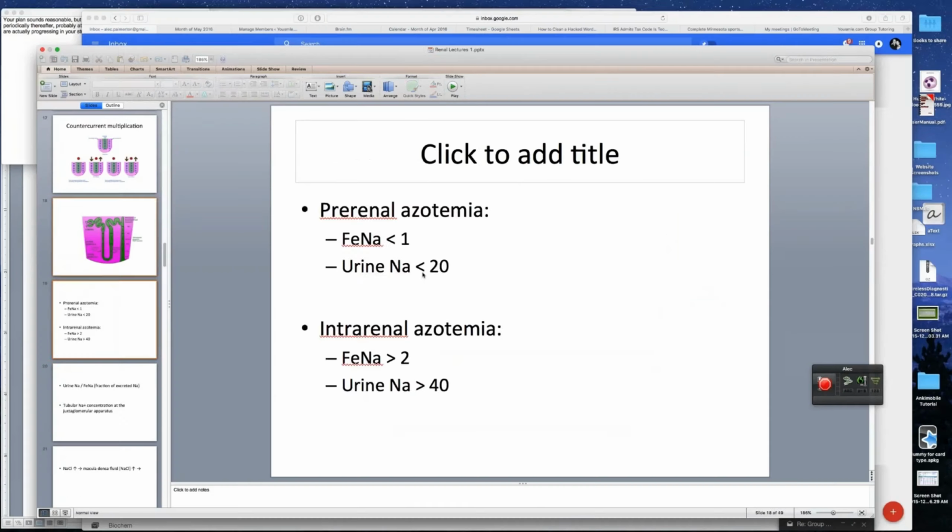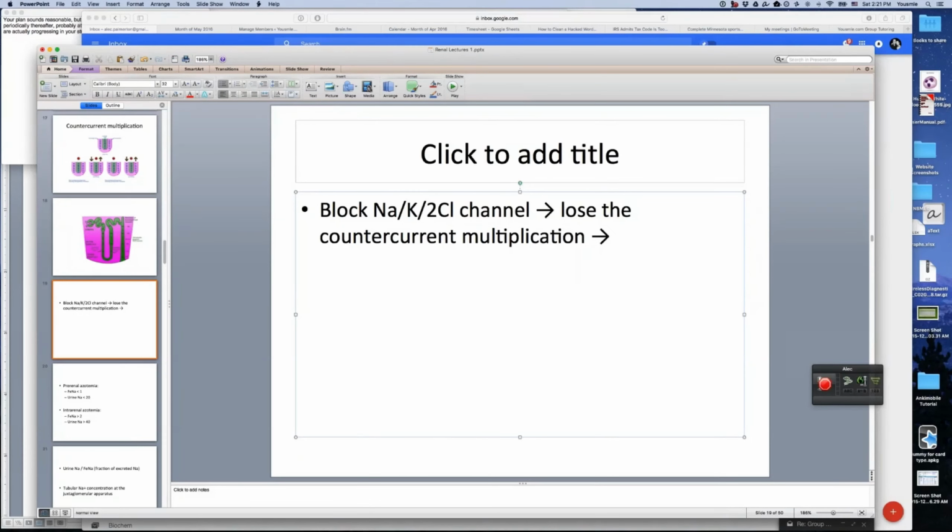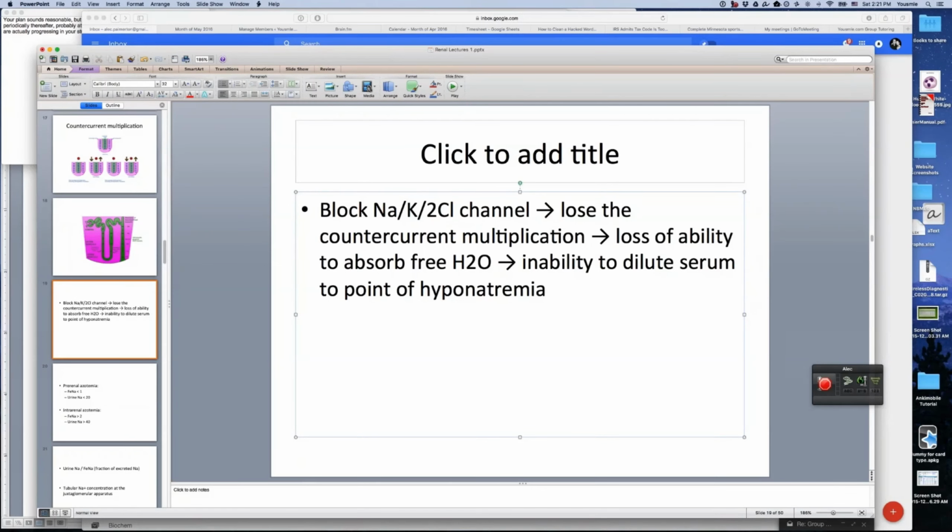So the reasoning goes something like: I block the sodium potassium chloride channel, which causes me to lose the countercurrent multiplication, which leads to loss of ability to absorb free water, right? So if I can't absorb free water, then I can't dilute my serum to the point where I'm hyponatremic. Does that make sense? I can't make my serum have a lesser osmolarity because I don't have the ability. I can't reabsorb free water. Does that make sense? Yes.